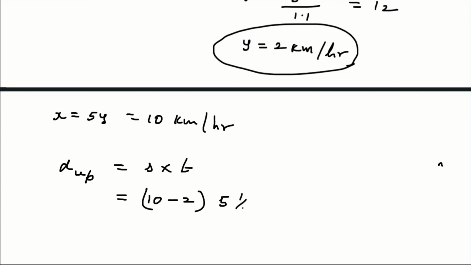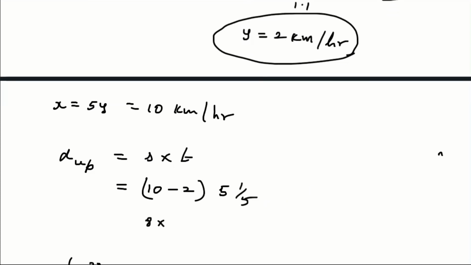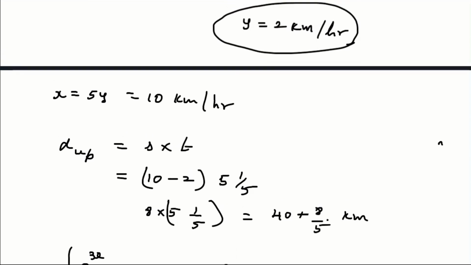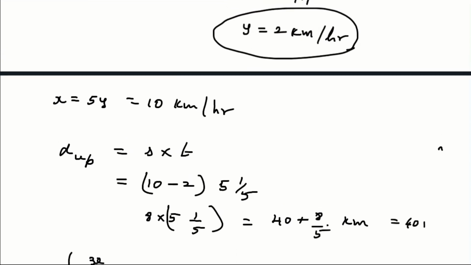So it becomes 8 into 5 1 by 5. We have to multiply this 8 with the whole number and then with the fraction. So this is in kilometers. It is 40 plus 8 by 5, correct? So it is 40 plus 1.6, which is 41.6 kilometer. This is the distance he will cover upstream in 1 by 5 hours.